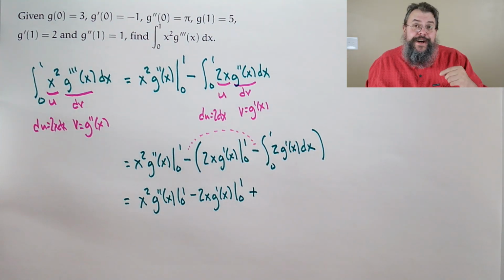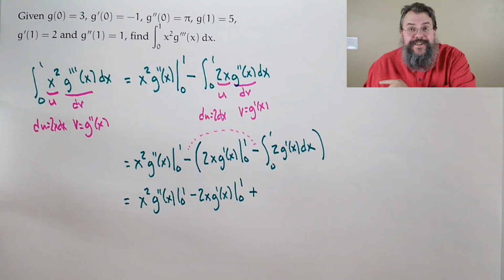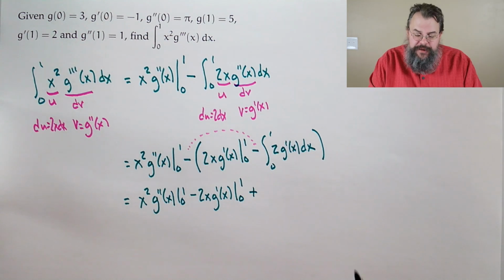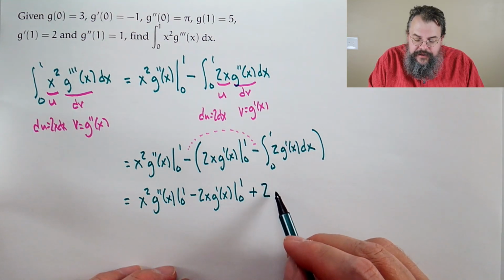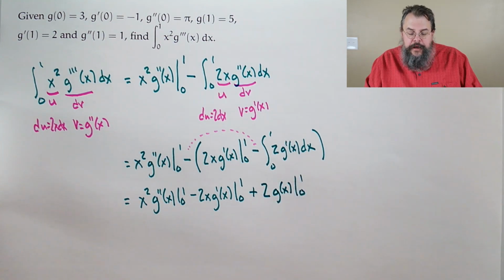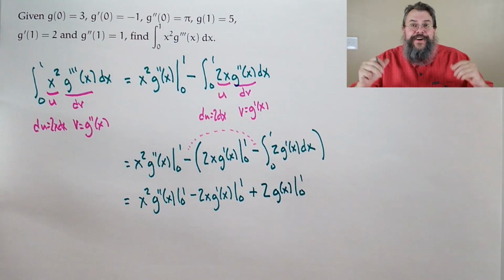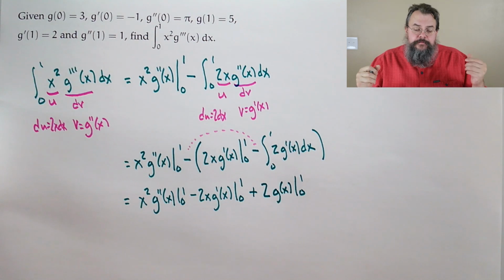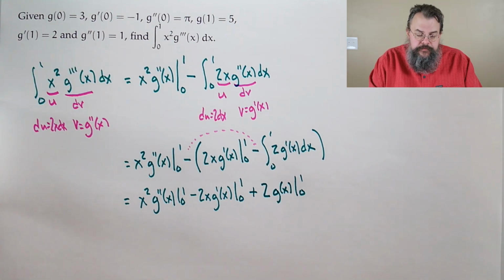Okay, do we know how to integrate g prime of x? And the answer is yes. We do know how to integrate g prime of x. It is g of x. And now we're like, perfect. We found our nice antiderivative. So the last thing for us to do is to plug things in.